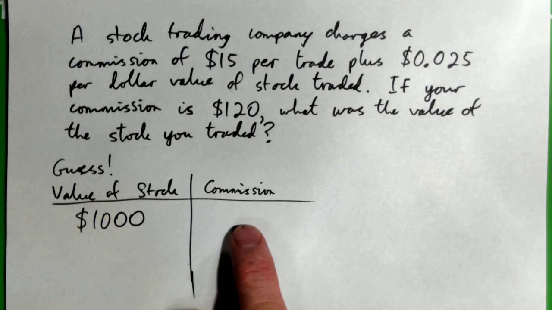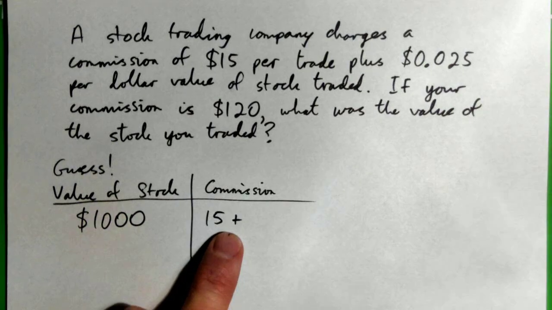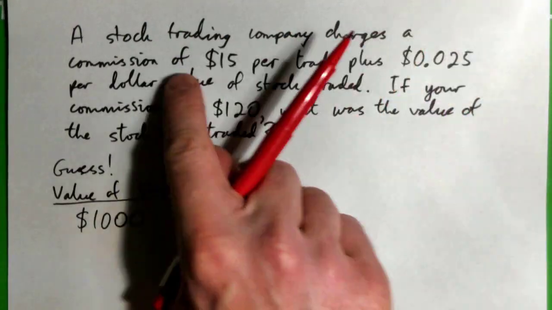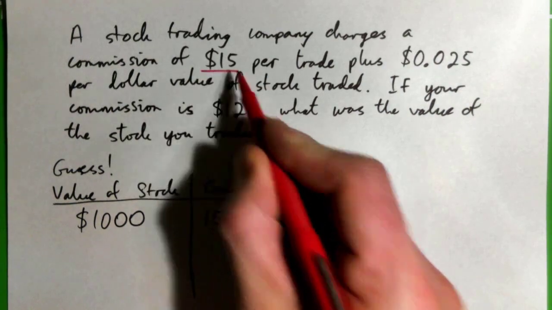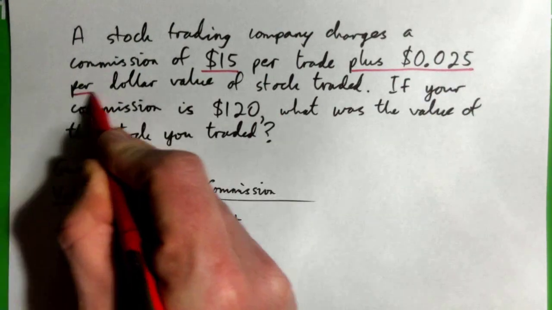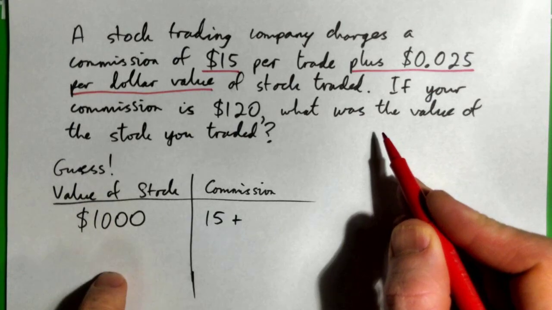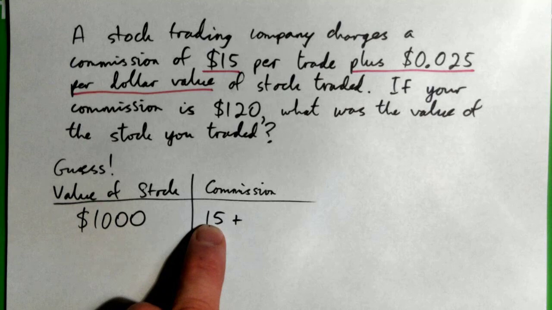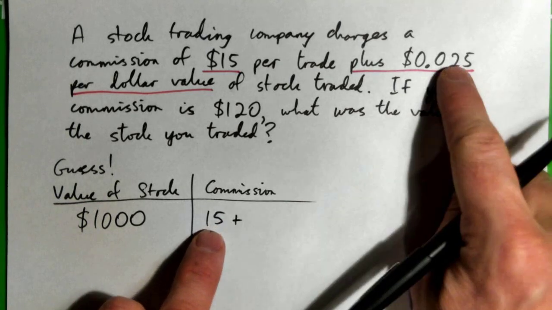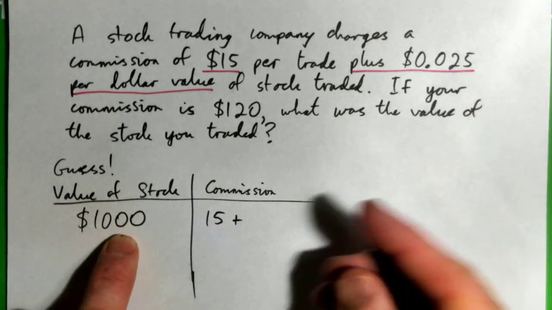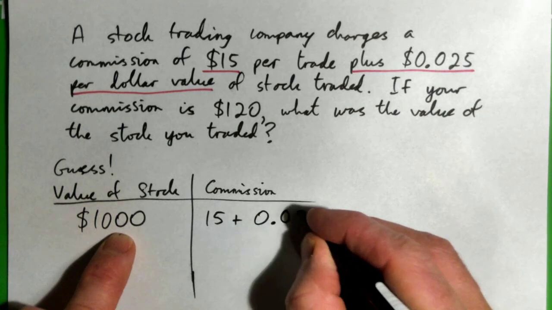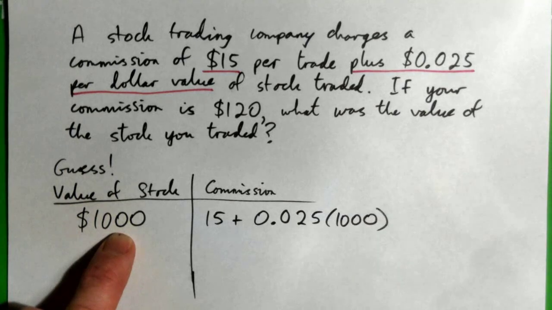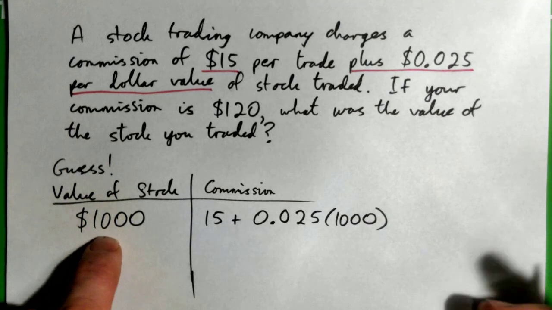So what we need to do is read this line here. The company charges a commission of $15 plus that per dollar value of stock traded. Imagine you've traded $1,000 of stock, so the commission is $15 plus this for every one of these dollars. So as you say, 0.025 times 1,000, so trading $1,000 worth of stock gives us 15 plus this times 1,000.